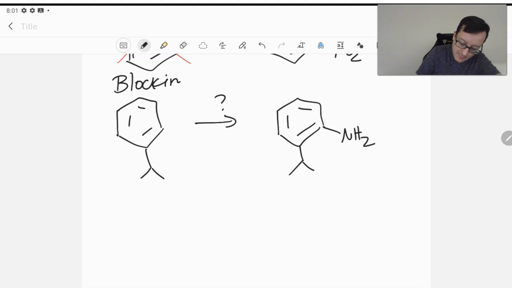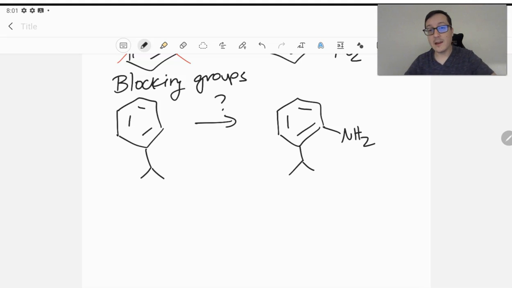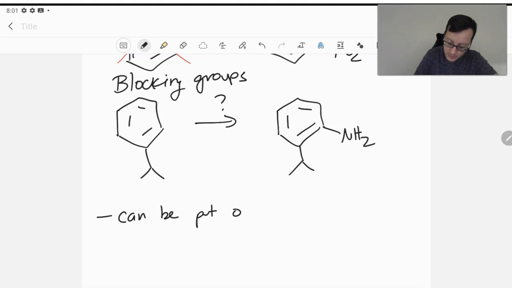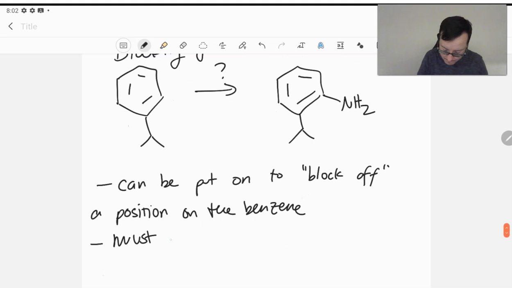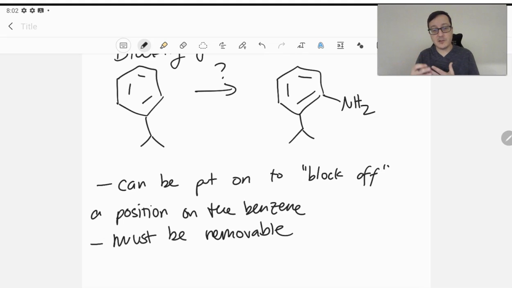Blocking groups. We really have two that we can work with. We're going to see that blocking groups are something that we can put on to prevent a position from being attacked, to block off a position on the benzene. And very importantly, it must be removable, because if we just want to block a position but don't want it there in the final product, we have to be able to take it off.